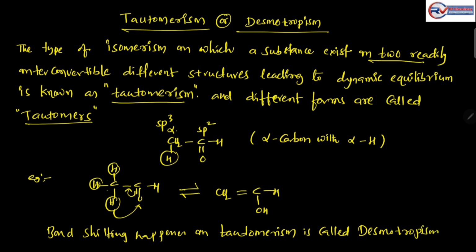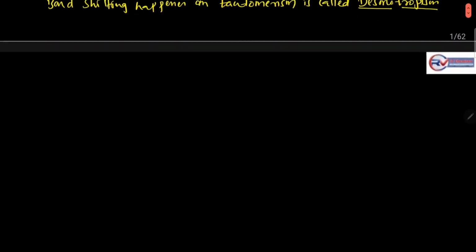Desmotropism is a Greek word. Desmo means bond, tropism means shifting. It means bond shifting. Let us take the next example for tautomerism: CH3 C double bond O CH3, and in dynamic equilibrium it gives CH2 double bond C O H and CH3.